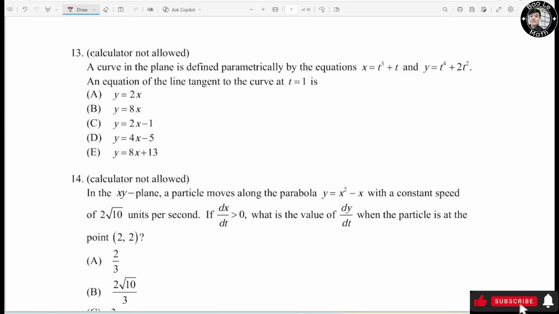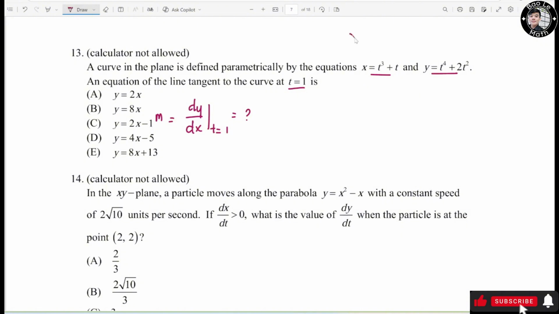Now let's move on to question 13. A curve in the plane is defined parametrically by the equation s and y. An equation of the line tangent to the curve at t equals 1 is, alright, so we need to calculate dy over ds at t equals 1, right? This one is the slope of the tangent line. And then we need to use the point slope formula to write the equation, right? So first I need to find the coordinate of the point, right?